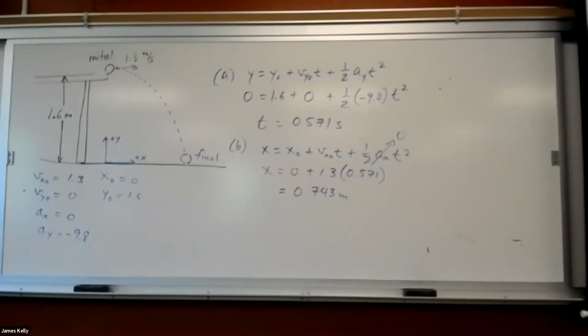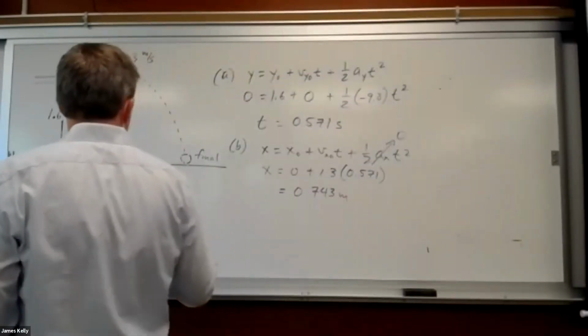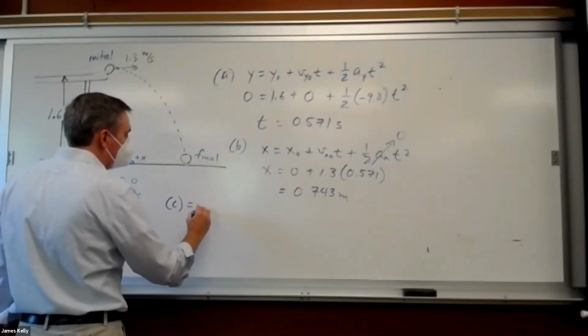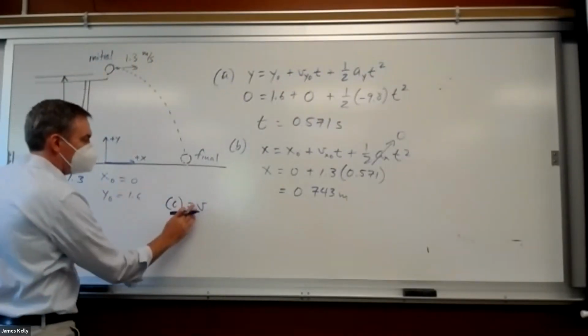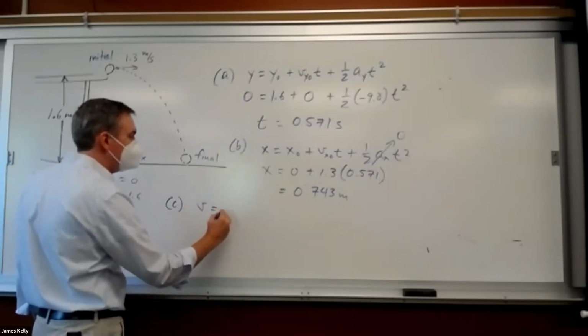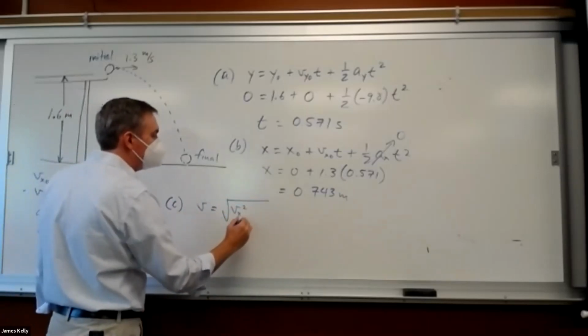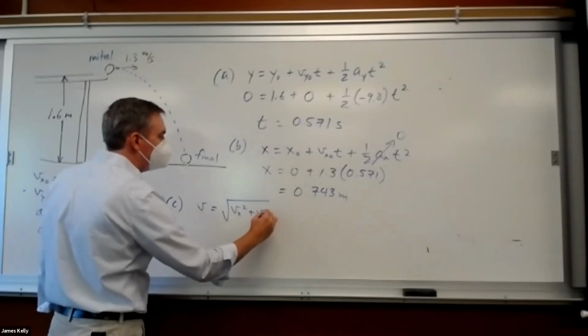So I'm going to have not only that 1.3 x component plus an additional y component, and I've got to use the square root of the sum of the squares to combine them together. So in C, we are going to say the speed, that final speed, is equal to the square root of v_x final squared plus v_y final squared.